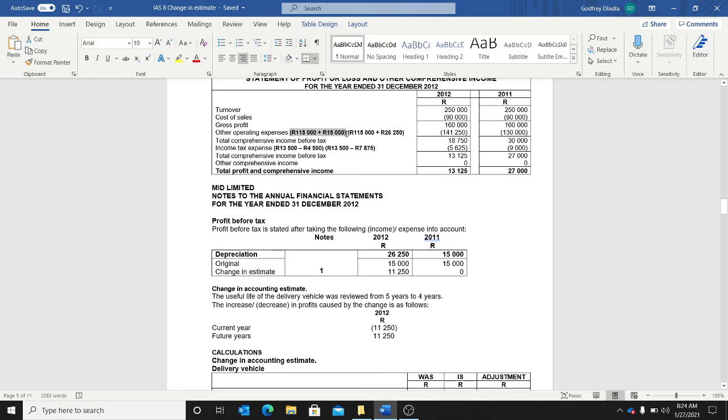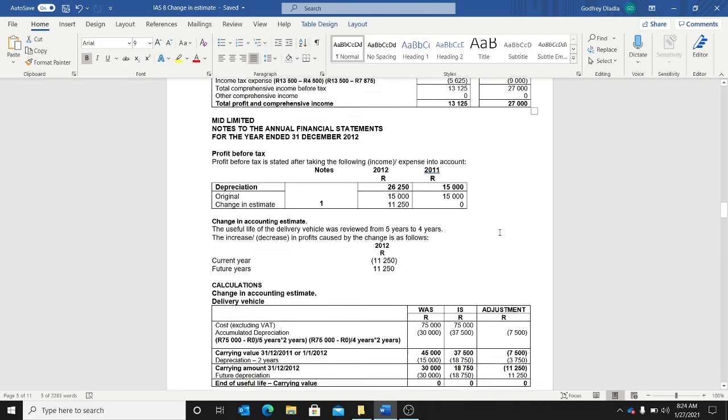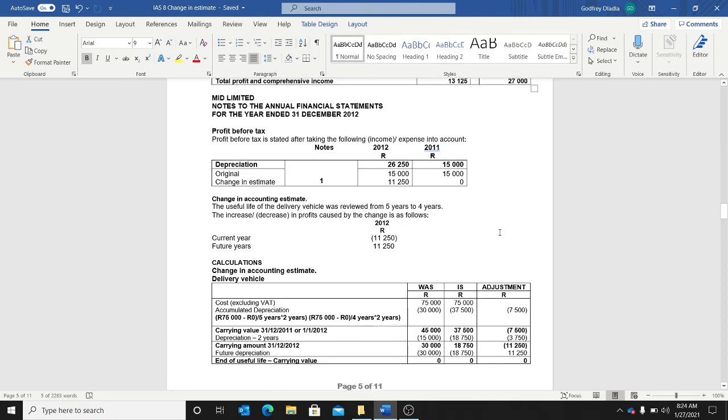So now here it's 15,000 for the prior year. In the current year, it is 26,250. Okay. So that is your change. Now, why is it 26,250? Let me show you how you get that 26,250.